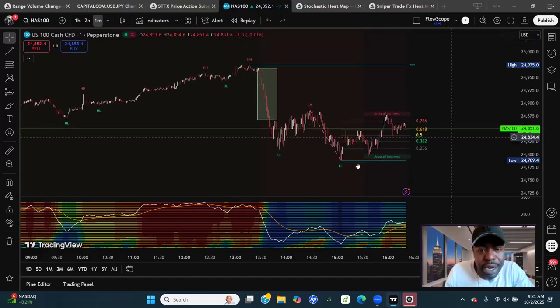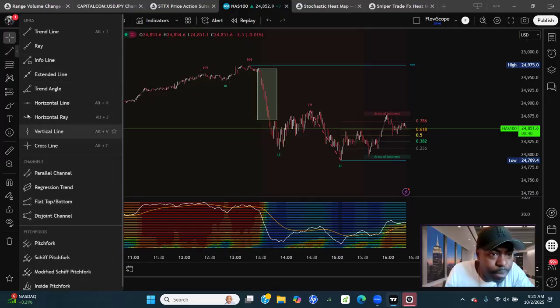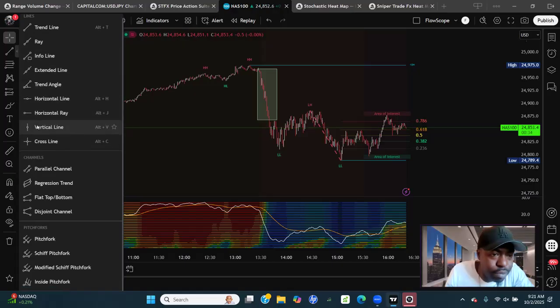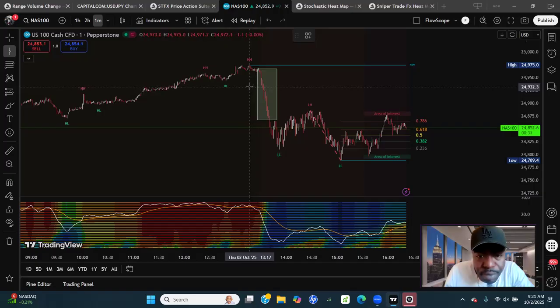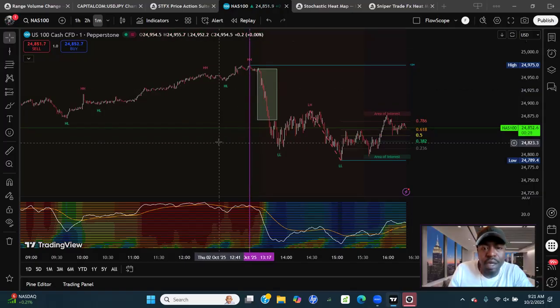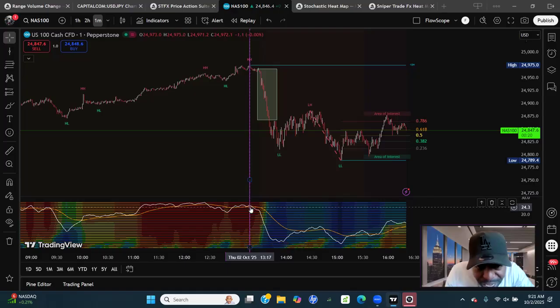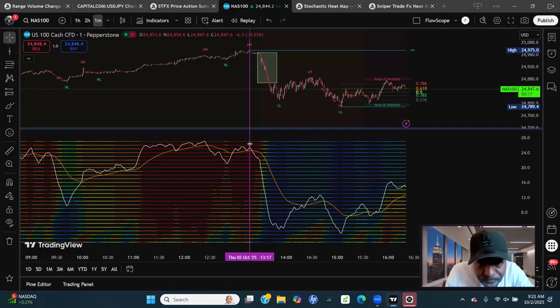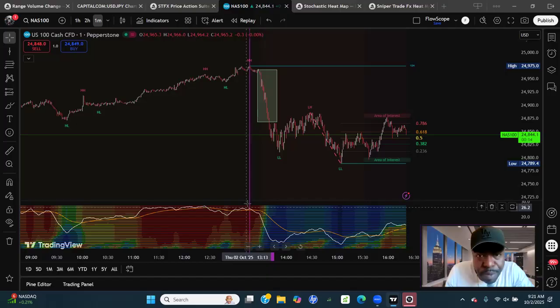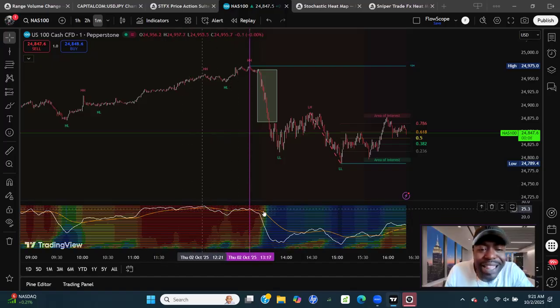Now, if you look on the heat map, I'm going to put a purple line at this higher high. Okay, there we go. Now, at this higher high, if you look down at the heat map, you see that the EMAs are currently in a red area. So the heat map, whenever price is overbought, it's going to show red, and the EMAs are going to be at the top.